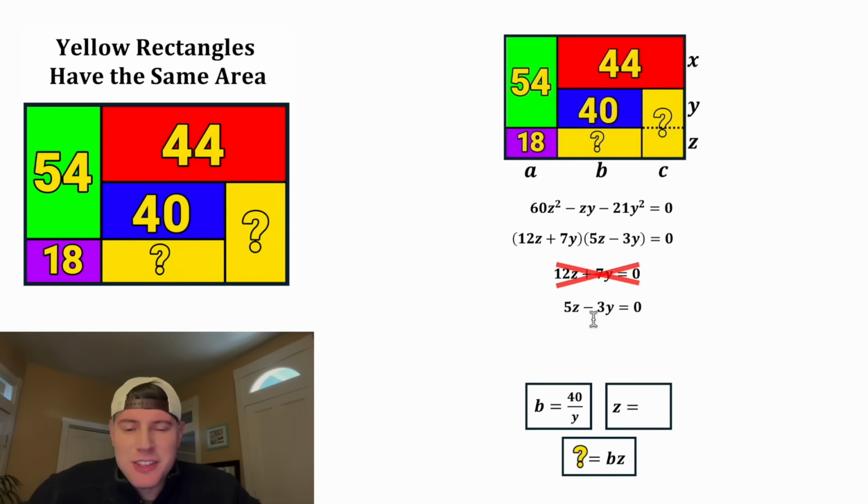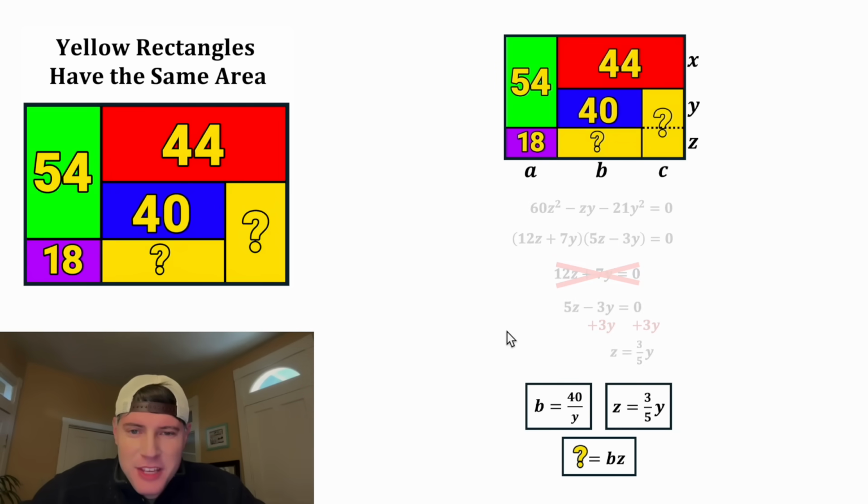And now let's focus on the 5z minus 3y equals 0. Our goal is to get the z all by itself. So let's add 3y to both sides. That gives us 5z is equal to 3y. And then from here, we can divide both sides by 5. On the left-hand side, 5 over 5 is z. And on the right-hand side, 3y over 5 is 3/5 y. Now we know that z is equal to 3/5 y. Let's go to this box and update the z to be 3/5 y. And now hopefully we're almost done.